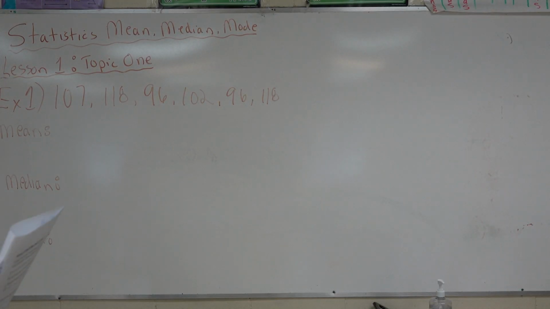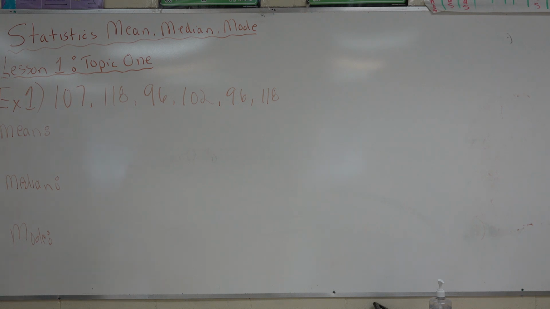So we have an example 1 that's finished in your notes, but I also want to walk you through it so you see how it is. Sometimes it's easier to see it visually as well as hearing about it, rather than just relying on saying, hey, it's in your book, read it. So example 1 says, consider the following set of numbers: 107, 118, 96, 102, 96, and 118. Find the following: mean, median, and mode.